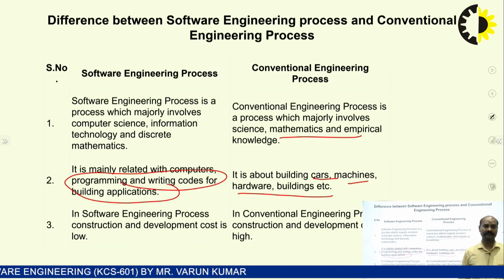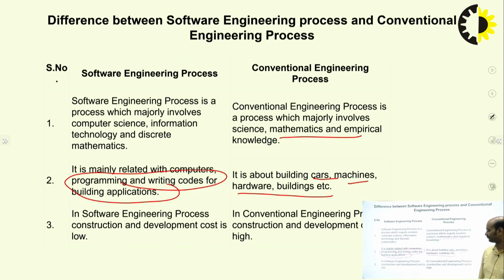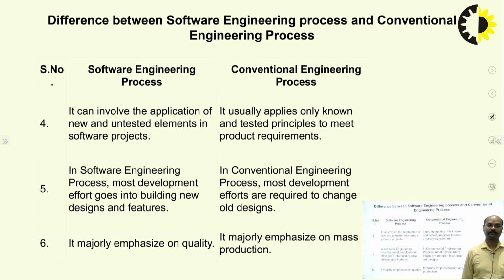In the software engineering process, construction and development cost is very low. But in the conventional engineering process, the construction and development cost is very high. And software engineering involves the application of new and untested elements in the software project. But the conventional engineering process usually applies only known and tested principles to meet product requirements.